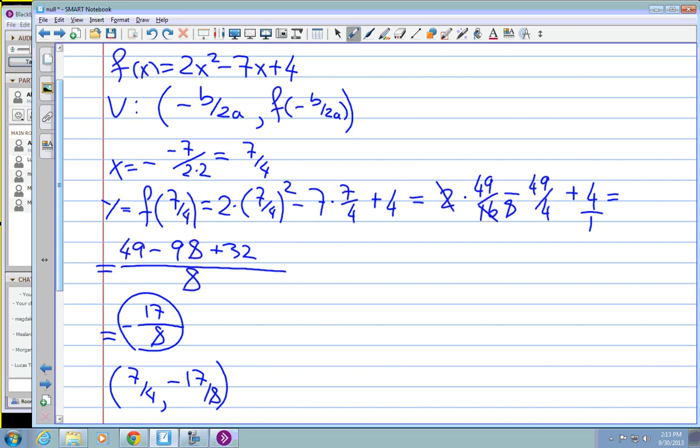Two times 49 over 16, if 8 is the lowest common denominator. Yeah, I just added a few fractions there. I made them all the same, because it cancels with the 16 and turns 16 into 8.